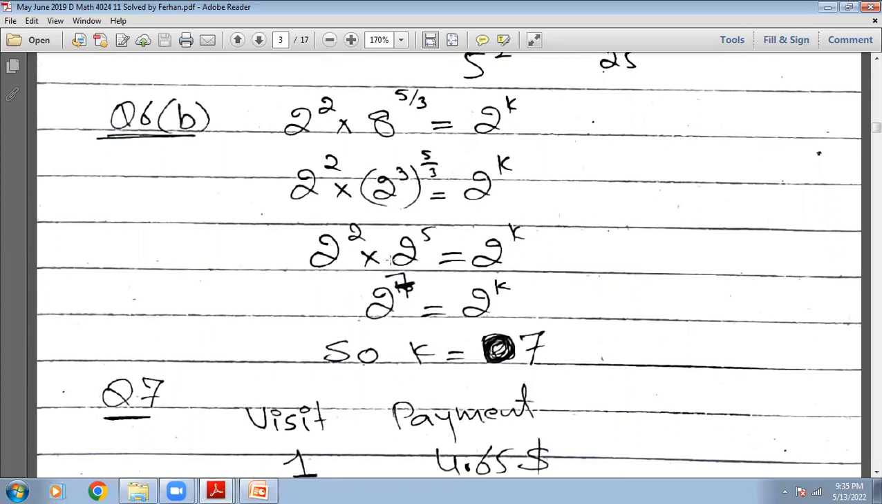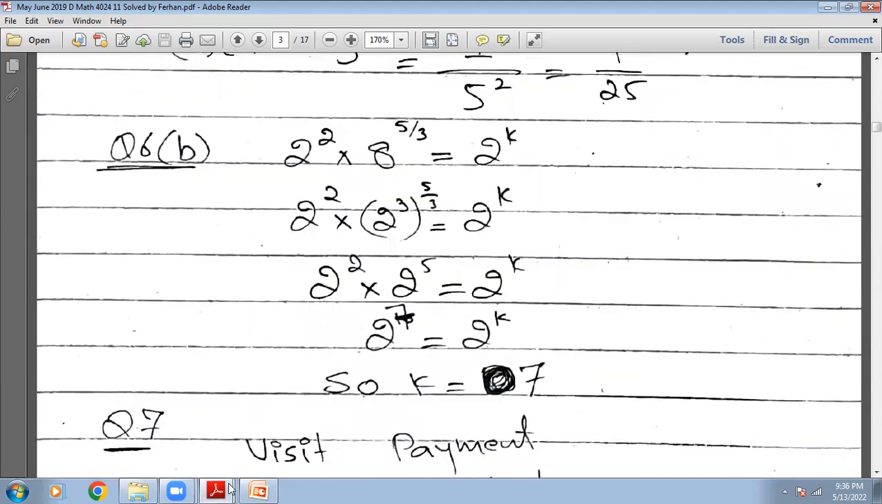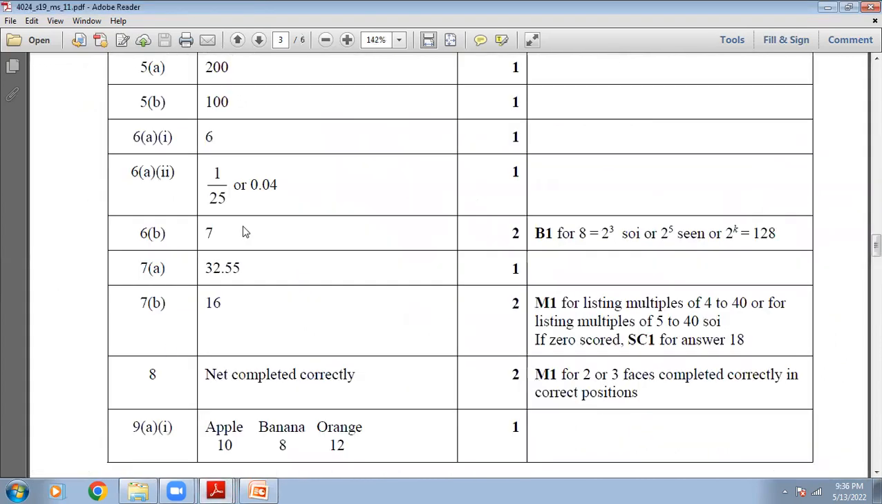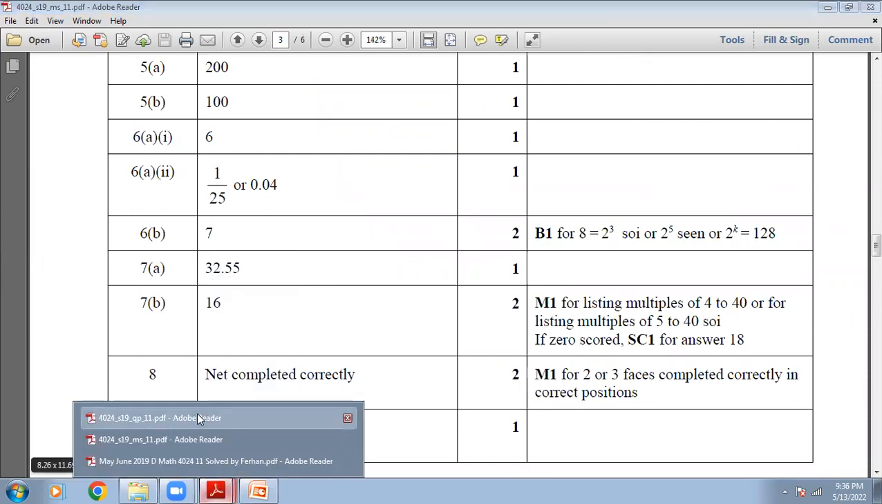These two are multiplying, their base is same, so their powers will be added. So you will have 2 raised to power 7 equals to 2 raised to power k. Because they are equal and their bases are same, this implies that the powers are also same. So it means that the k value is 7. So that was question number 6, B part. So let's have a look at the marking scheme. 7 is the right answer, sir. Okay. So we are going to the next question.